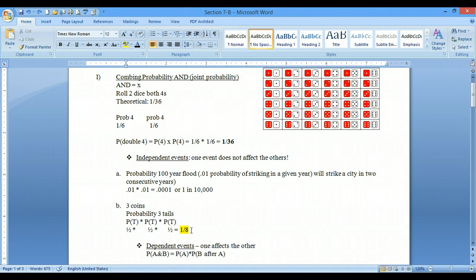which we also showed in section 7a by listing out all of the possibilities, or all of the outcomes. With my 3 coins, I can have heads, heads, heads; heads, tails, tails; heads, heads, tails, and so forth. And we listed them all out. And there was only one possibility, or one of those, out of 8.